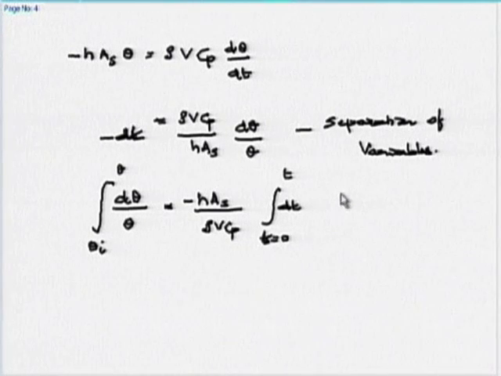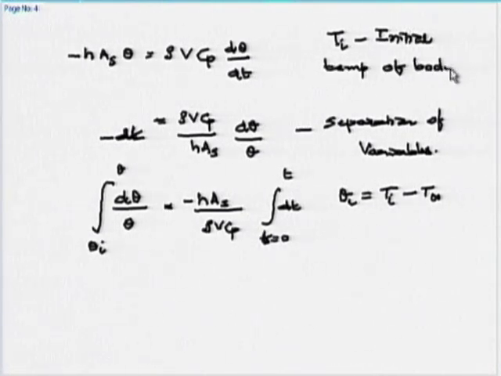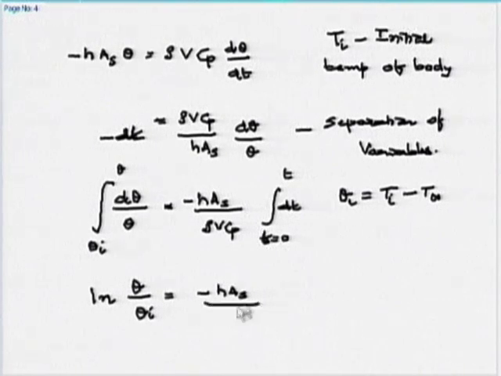What is theta I? It is T I minus T infinity. T I here, please note, is the initial temperature of my body, which was put into cold water. So, if I now integrate this, what do I get? Log of theta by theta I is equal to minus h A s by rho V C p into t.